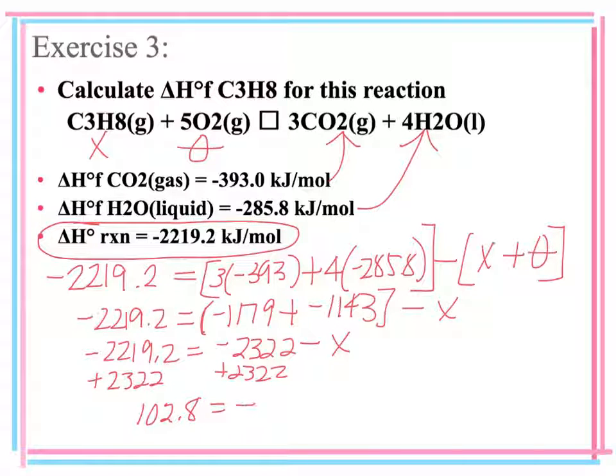102.8 is equal to negative X. And, of course, we need to get the negative on the other side, so we divide by a negative 1 on both sides to get that negative over there. So we're left with X is equal to negative 102.8, which for significant figures, we could just go ahead and leave it in 4, because everything up there had 4. And so it's going to be a negative 102.8 kilojoules per mole. And that is our answer.